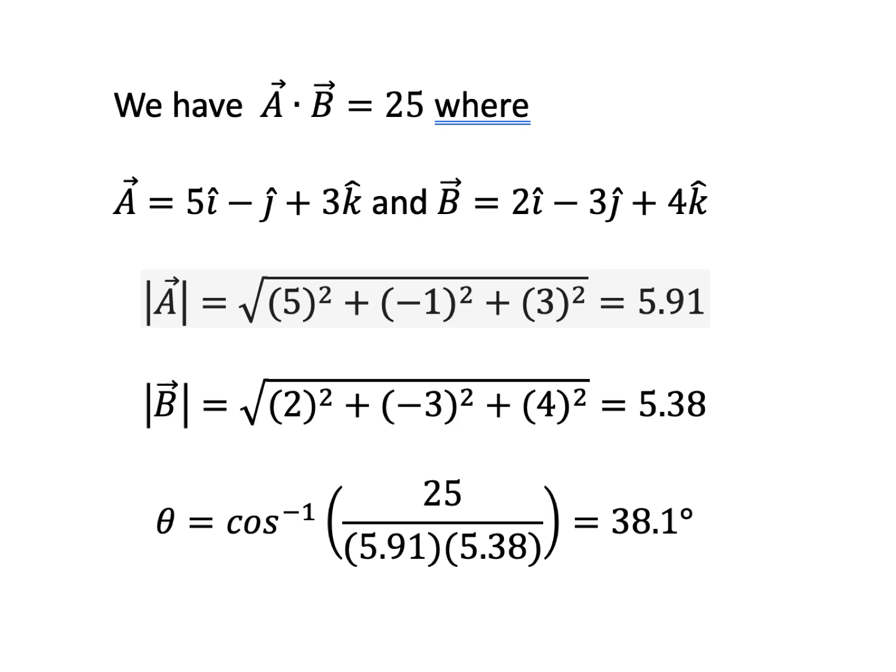I've got A dot B is 25. I'm going to divide that by the magnitude of A, which is 5.91. Divide that by the magnitude of B, which is 5.38. Now, that thing in the parentheses, that would be the cosine of theta. To get theta, I take the arc cosine. And so theta is the arc cosine of this thing in the parentheses here. And when you take that, you get 38.1 degrees. So that 38.1 degrees, that's the angle between the vector A and the vector B.